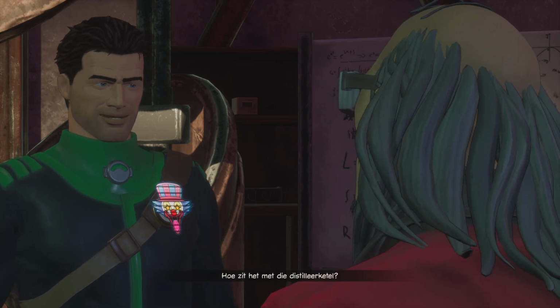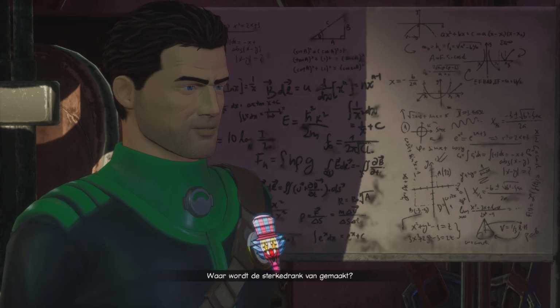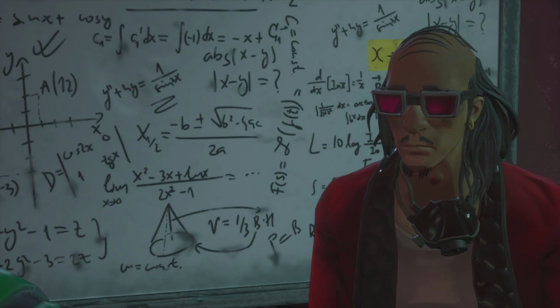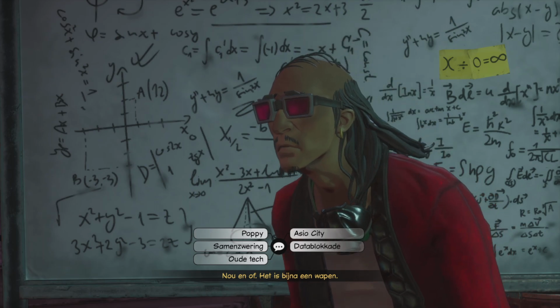What's the story on that distillery out there? The moonshine still? That's Jimmy's. What's the moonshine made of? Out-of-date spankles. Sounds dangerous. You're not kidding. It's practically weapons grade.